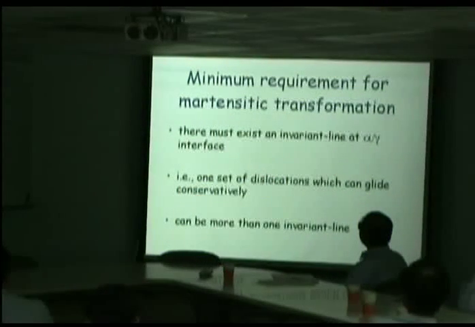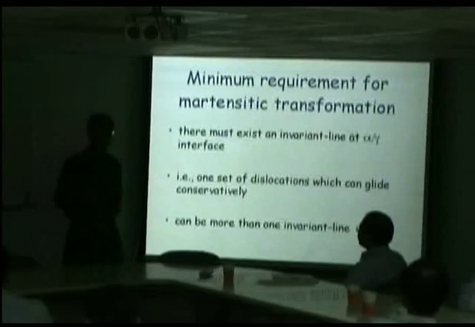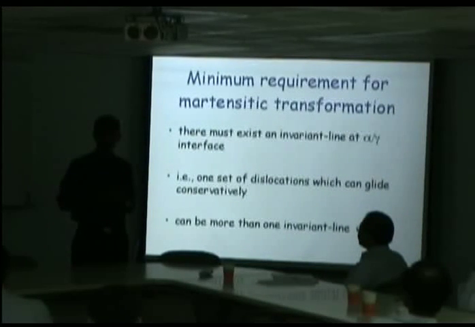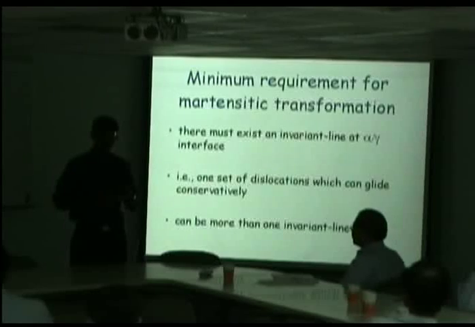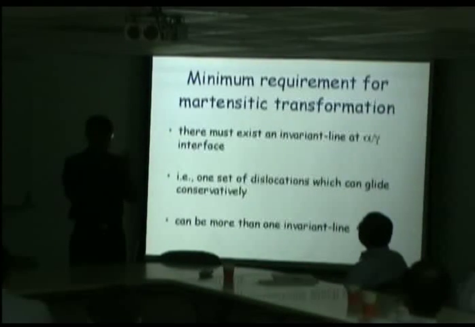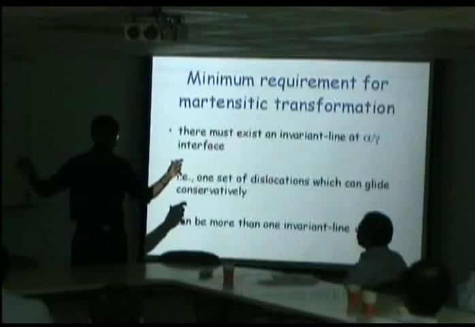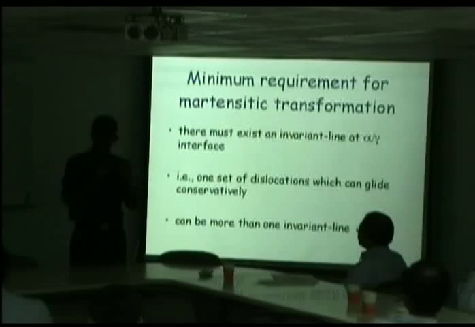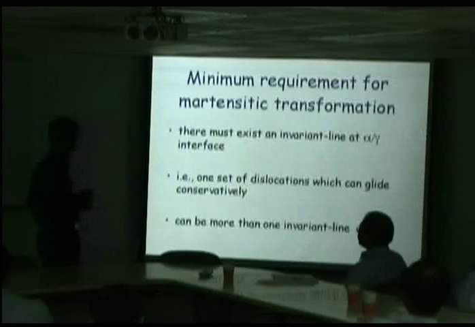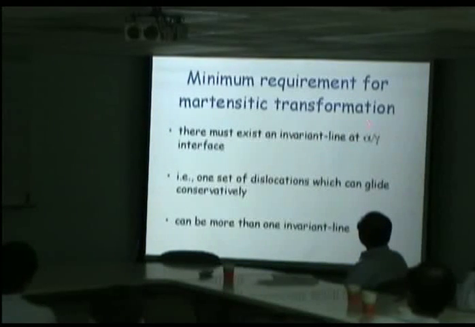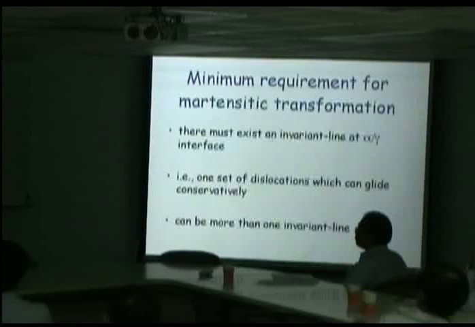Now, in order to get martensitic transformation, you must have a certain amount of coherency in the interface. And the minimum amount of coherence you need is one coherent line. A single line in the interface must have exact fitting between the austenite and martensite. So there must exist an invariant line in the interface. You can, of course, have more than one coherent line, in which case it would be a fully coherent interface. But that's very unlikely, except in the case of the austenite to hexagonal close-packed iron transformation.